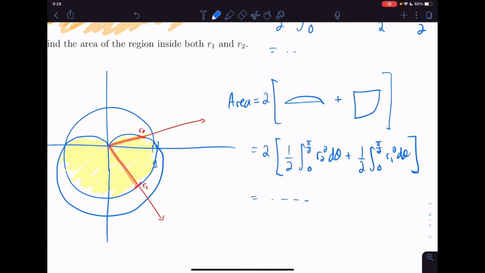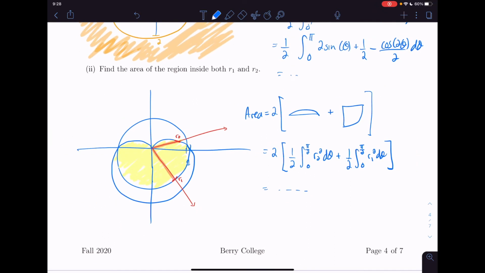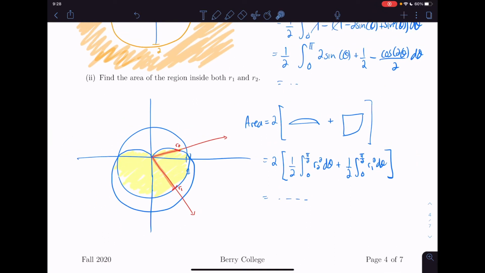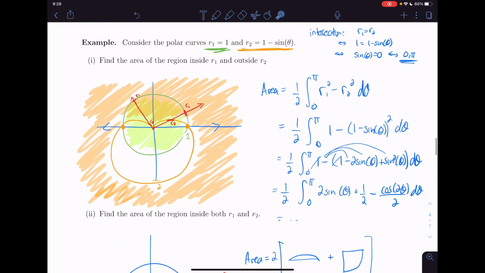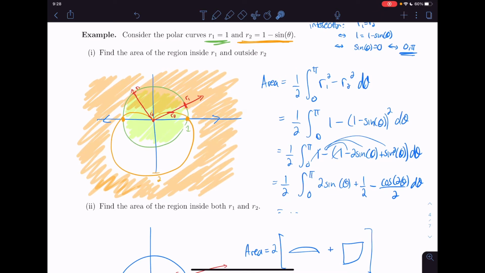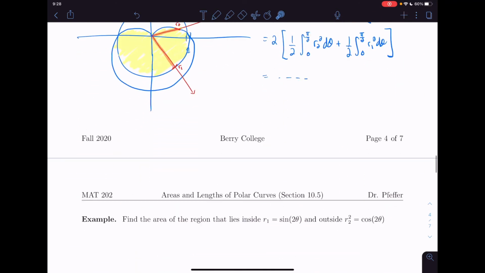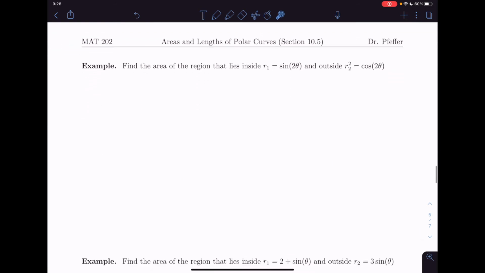So it's really imperative to make sure you draw an accurate picture and you understand what you're trying to go for, because sometimes you don't need the difference between two curves, whereas other times you do need the difference between two curves. So this is but an example in that direction. So let's press on and take a look at some more complicated examples.